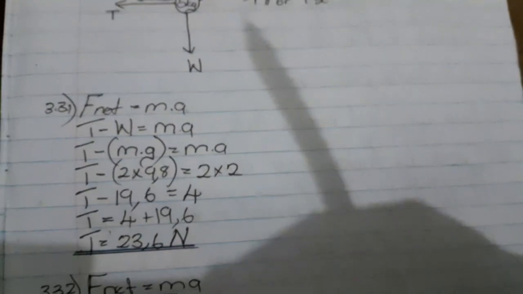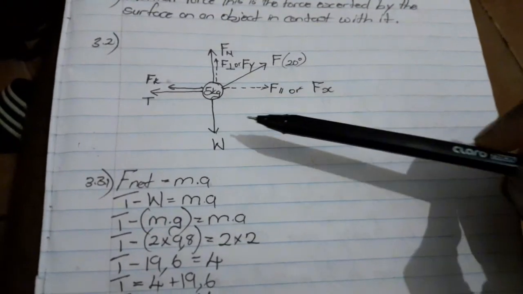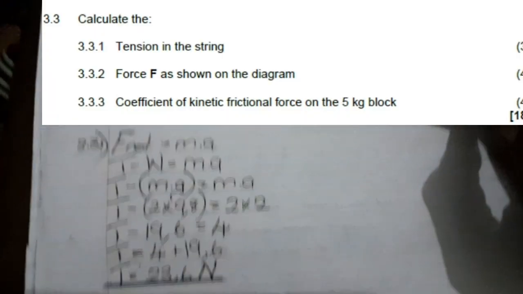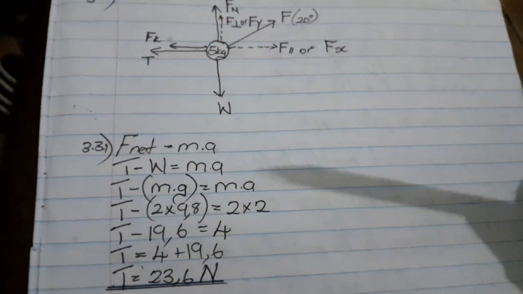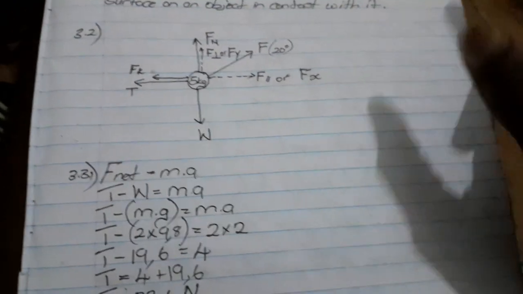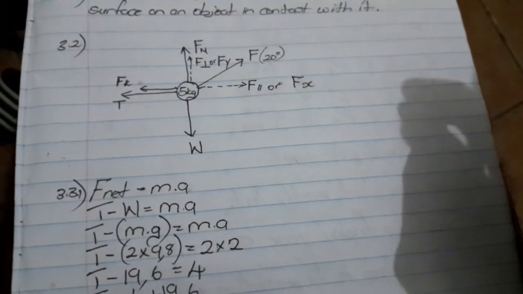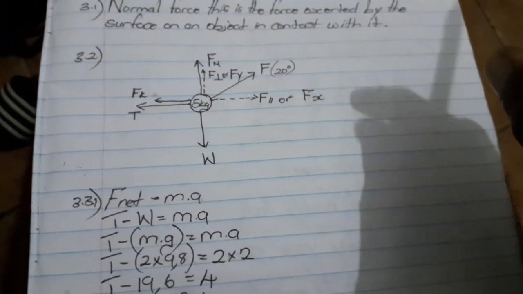And then let's move on to 3.3.1. 3.3.1 is asking us to calculate the tension. To calculate the tension, we will not look at the 5 kg. We will look at the 2 kg. We'll use the 2 kg diagram to calculate, because the only forces acting on the 2 kg are tension and its weight.